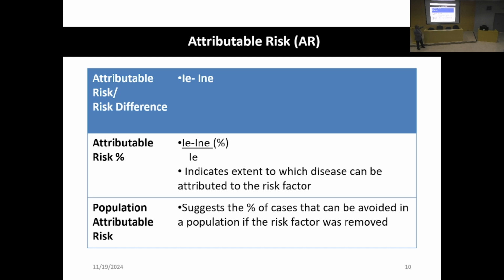Do you understand? Okay, this risk difference, when we divide it by the incidence among exposed, we have in a way the relative proportion of cases caused by the risk factor, and we call it the attributable risk proportion. Did you understand or not? You'll understand it better in the example, no problem. Bear with me, then we'll come back to you. Okay. And this suggests the proportion of cases that can be avoided in a population if the risk factor was removed. I told you about this earlier. I'll go back to it. I'll explain it to you through examples.